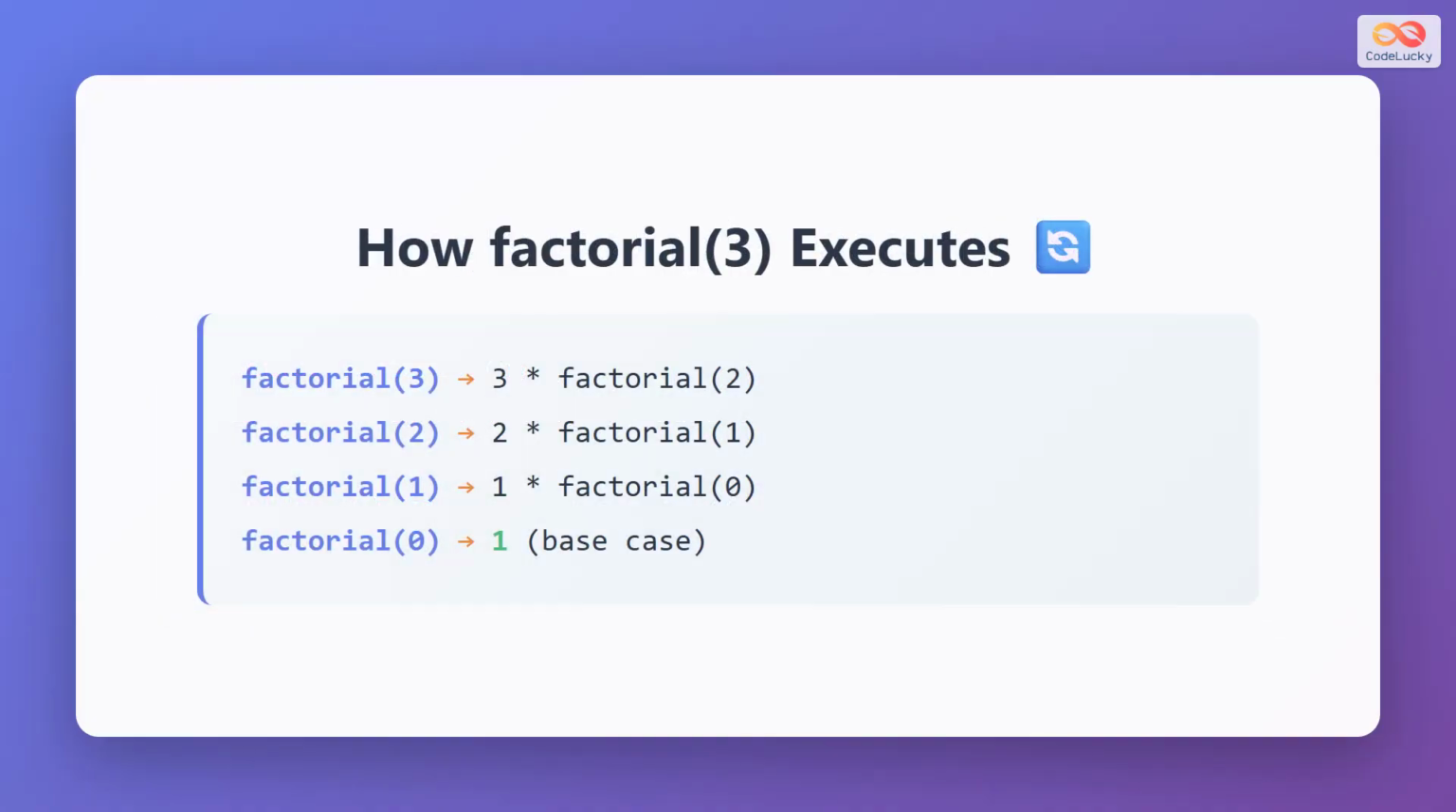Here's how factorial of 3 executes step by step. First, factorial 3 calls factorial 2, then factorial 2 calls factorial 1, factorial 1 calls factorial 0. Finally, factorial 0 hits the base case and returns 1. Now the magic happens as these calls resolve.